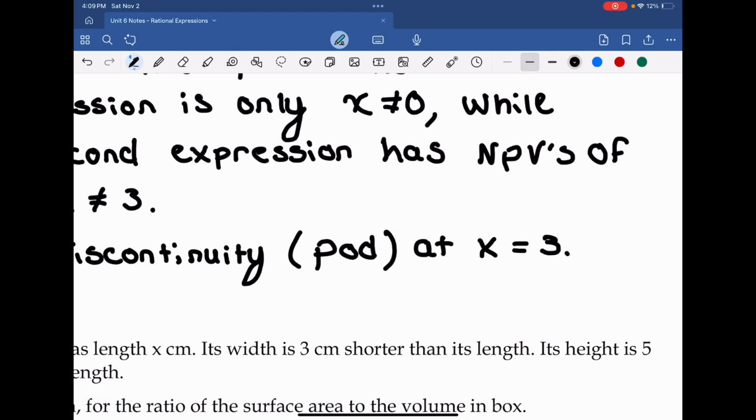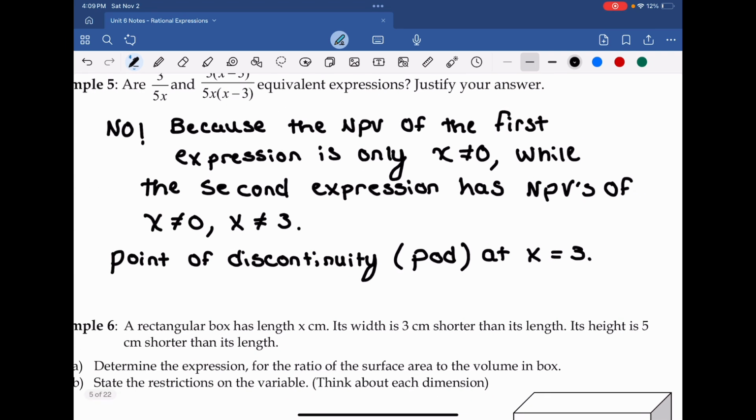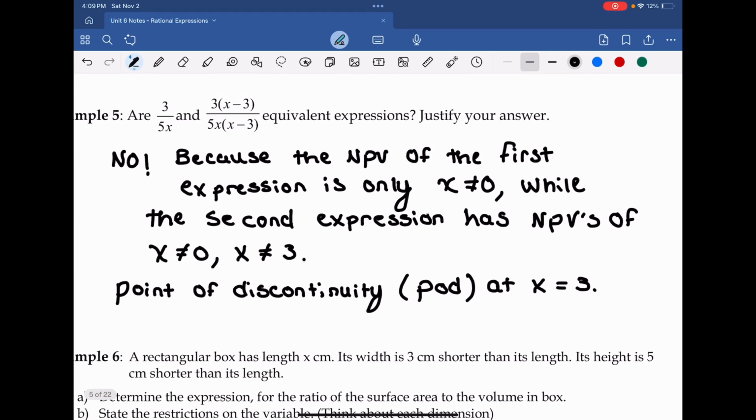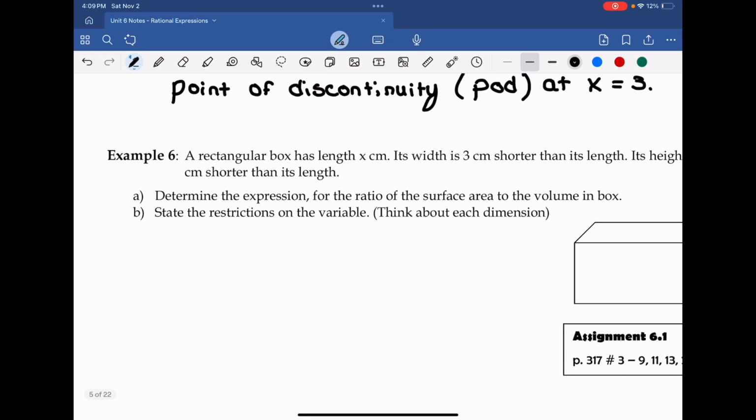Perfect. Okay. Now, again, this is more of a 30 level problem than it is a 20 level problem. So we just want to give you that initial indication of where you might go with rational expressions in terms of what we need to consider, that these aren't just simply the same. You don't just cancel them out and say they're the same. If they don't share the same NPVs, they're not equivalent expressions or rational expressions. Okay, last problem for today.